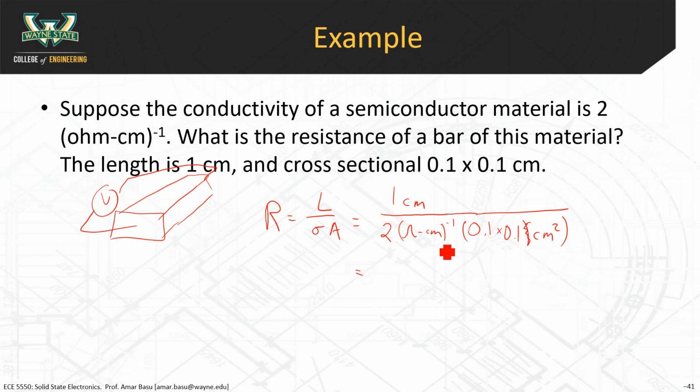All right, so the units for conductivity are ohm-centimeters to the -1, and so you end up getting centimeters squared on the top, and it cancels with centimeters squared on the bottom. So you're left with just ohms as the units. So it's 1 over 2 times 0.1 times 0.1. So it's 1 over 0.02. Sound right? So this is 50 ohms. Okay. Pretty straightforward problem there.